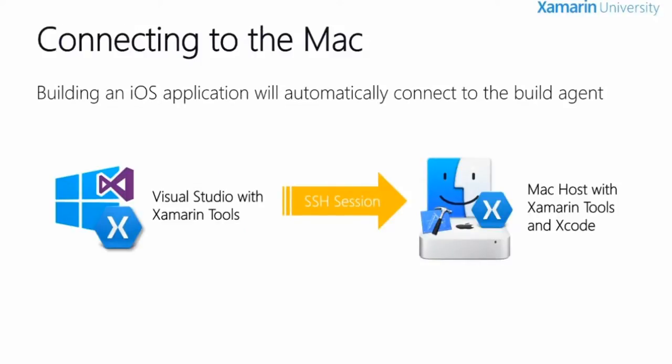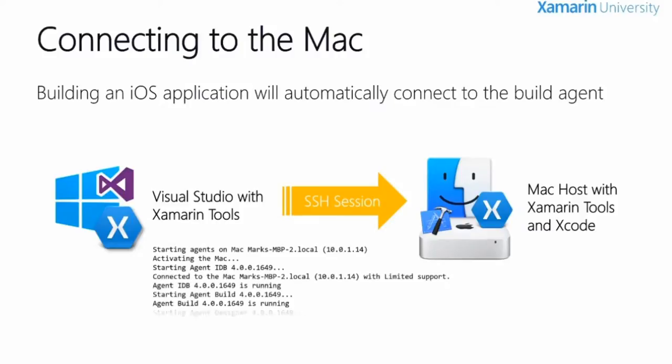Now, opening or creating an iOS app on Windows is going to create that secure connection to the build host, and it will launch the various agents needed to support the design and the build processes. Again, it uses SSH to log onto the machine and start the daemon processes. These agents are all launched over the secure shell. The build machine doesn't need to be logged in or have any process running. And then progress of the agent launch is all reported in the Xamarin output windows in Visual Studio.